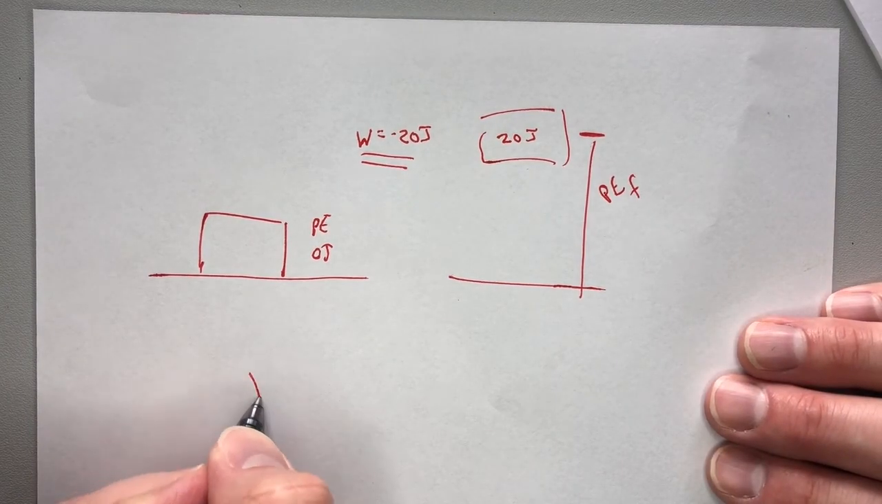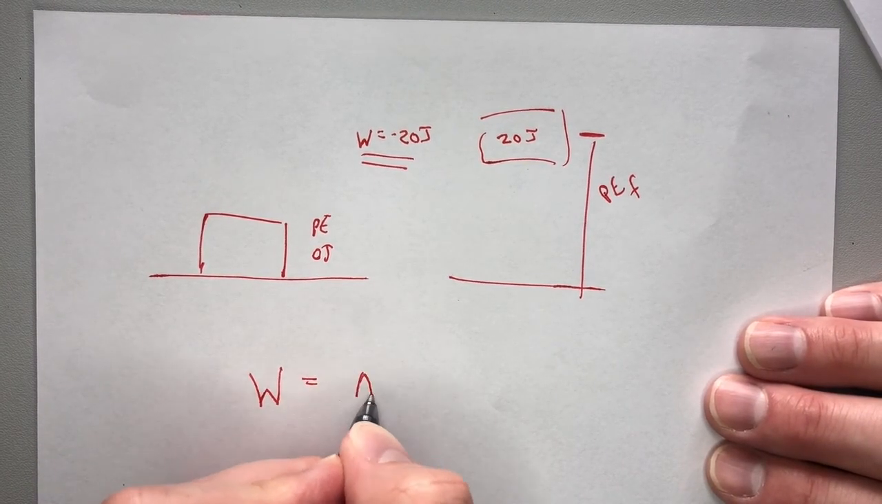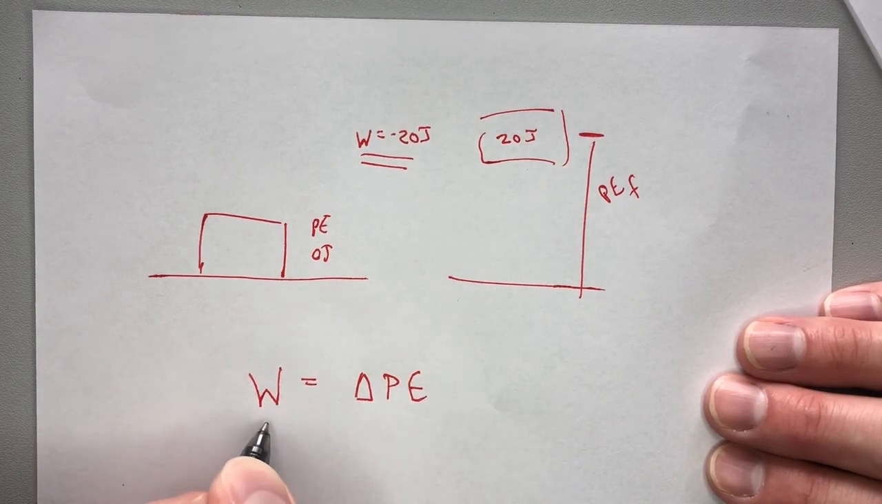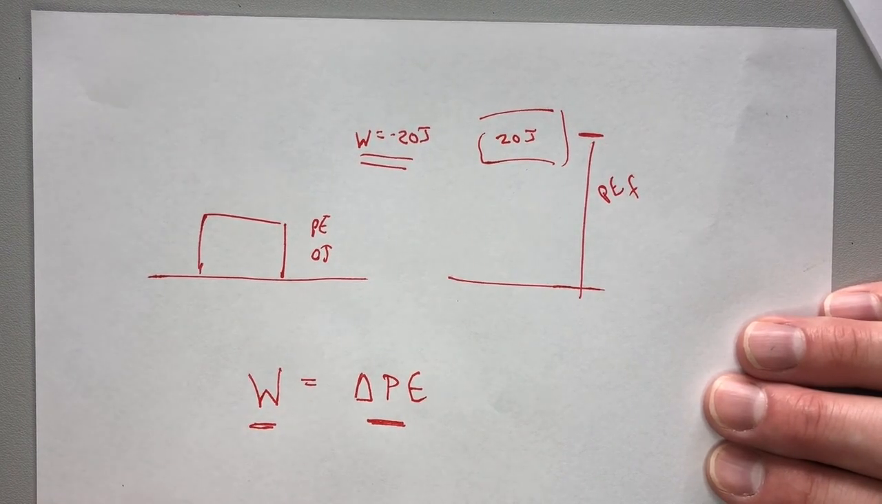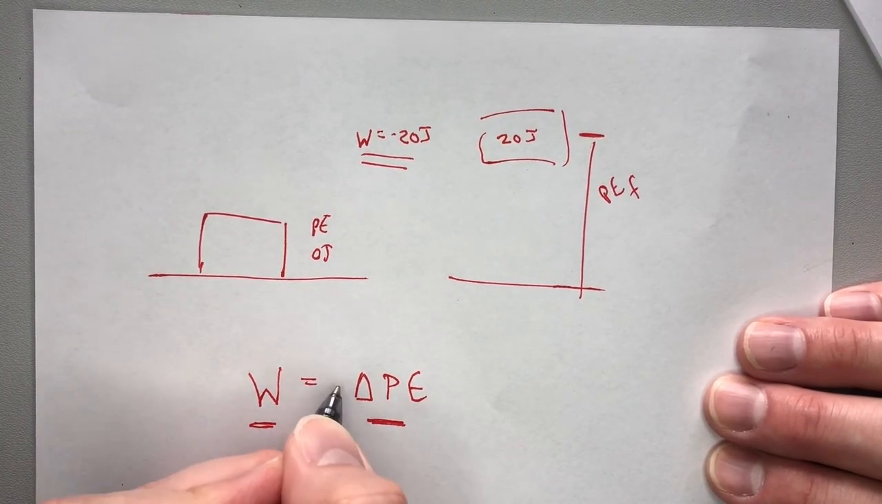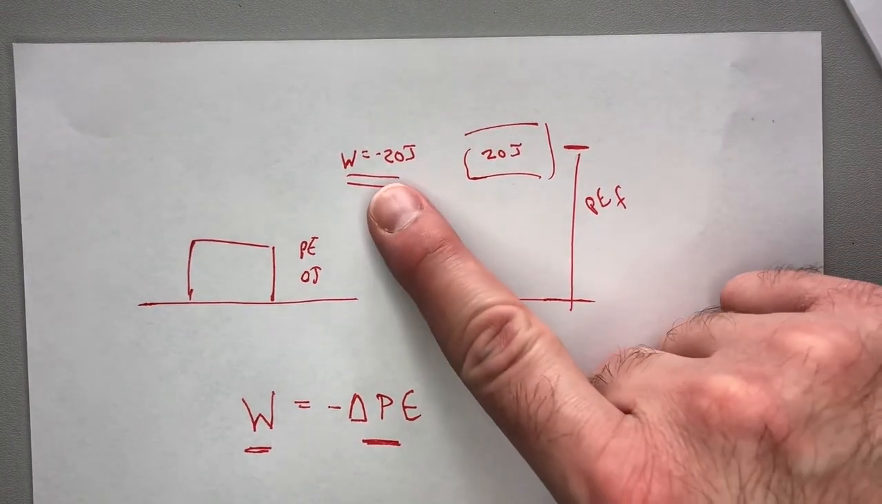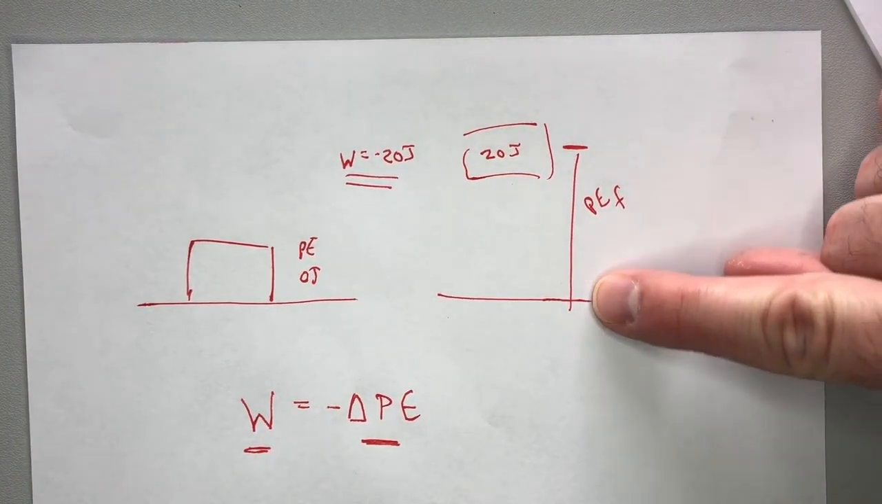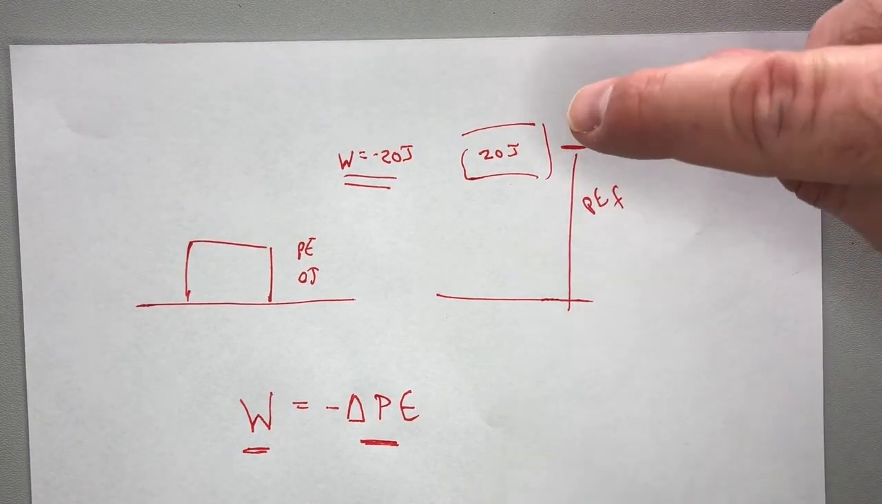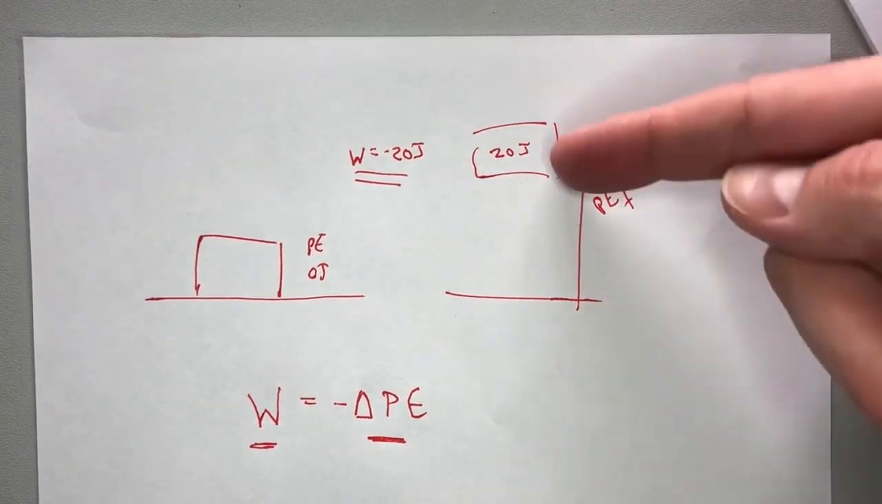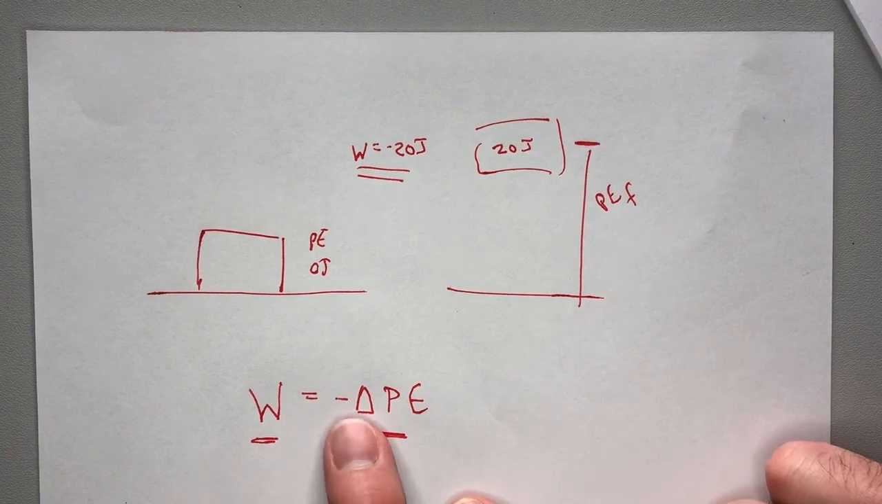So when you do work, you can change an object's potential energy. And whatever work you do, that goes into changing that object's potential energy. They're equal in number, but they're opposite in sign. Because picture right here, that cost you 20 joules. Well, it had a positive change in potential energy. It has 20 now when it used to have 0. So 20 minus 0 is 20. So equal in number, opposite in sign.